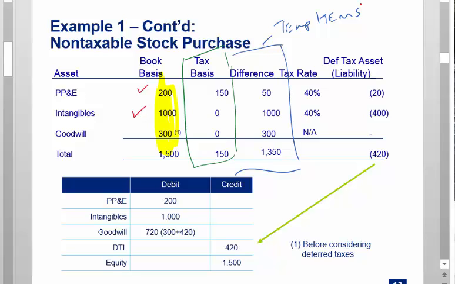So just like books would say, hey, you bought a patent, that's great, we should book an asset on the balance sheet. Us tax guys are going to say, hey, don't forget about us, we always come last, but we're pretty important. Don't forget about the fact that you're going to inherit, in this situation, a ton of deferred tax liabilities.